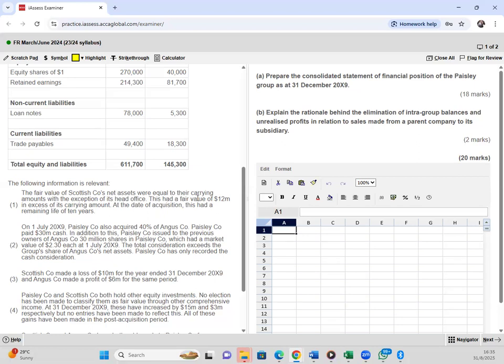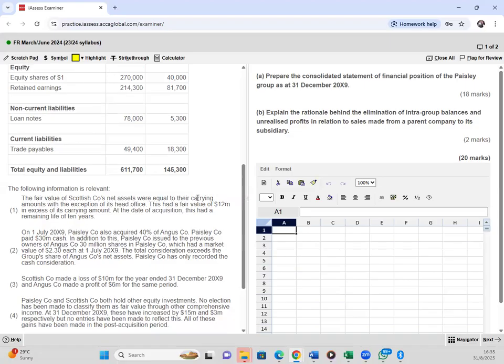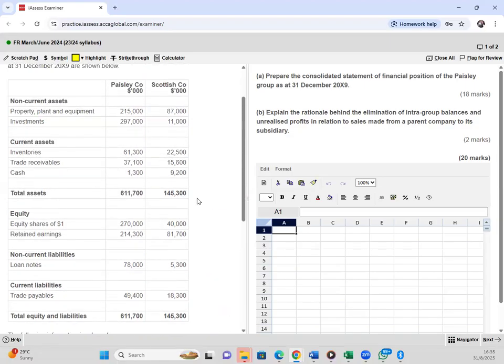Scottish company made a loss of 10 million for the year ended 31 December. So when did we acquire, by the way? Just a moment, let me respond.